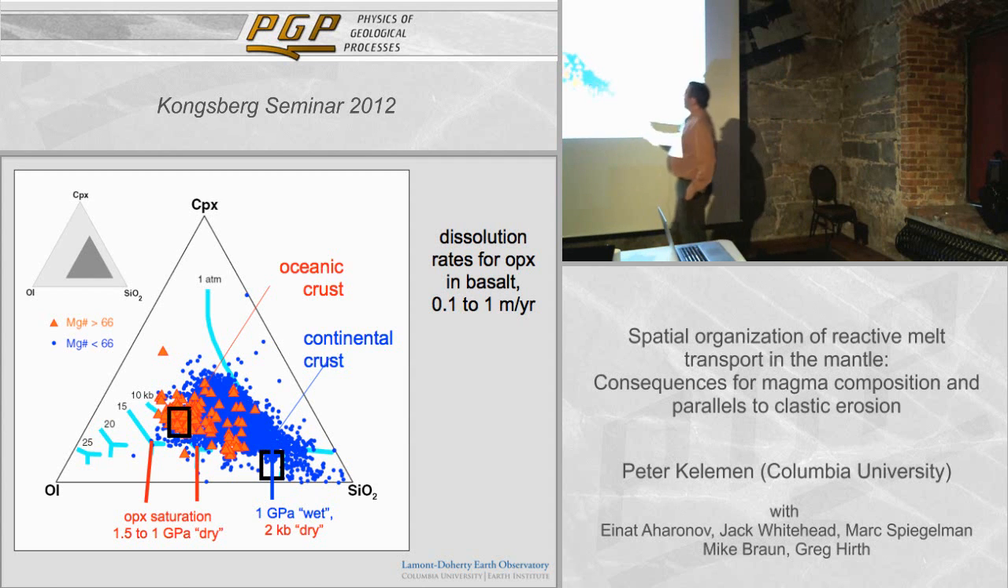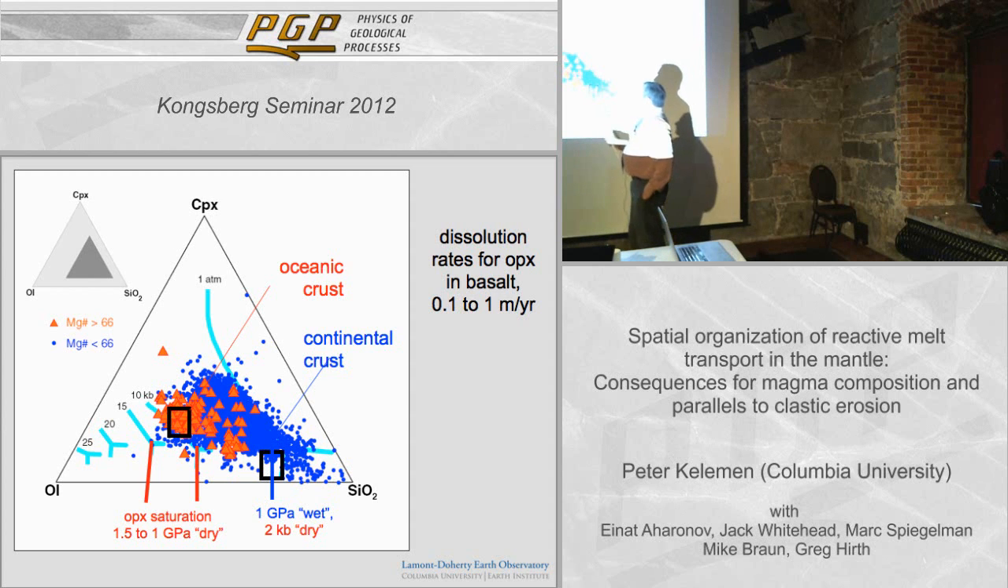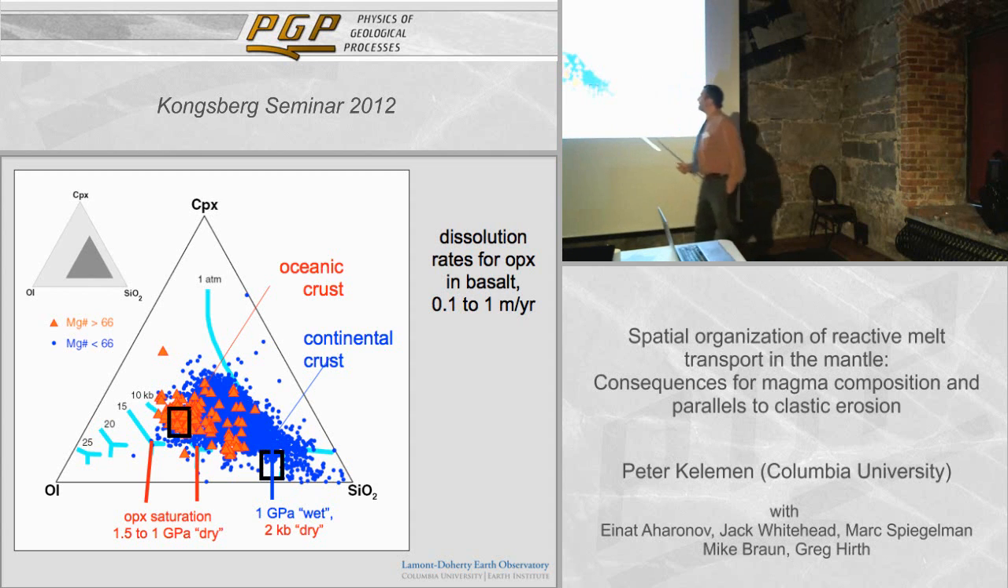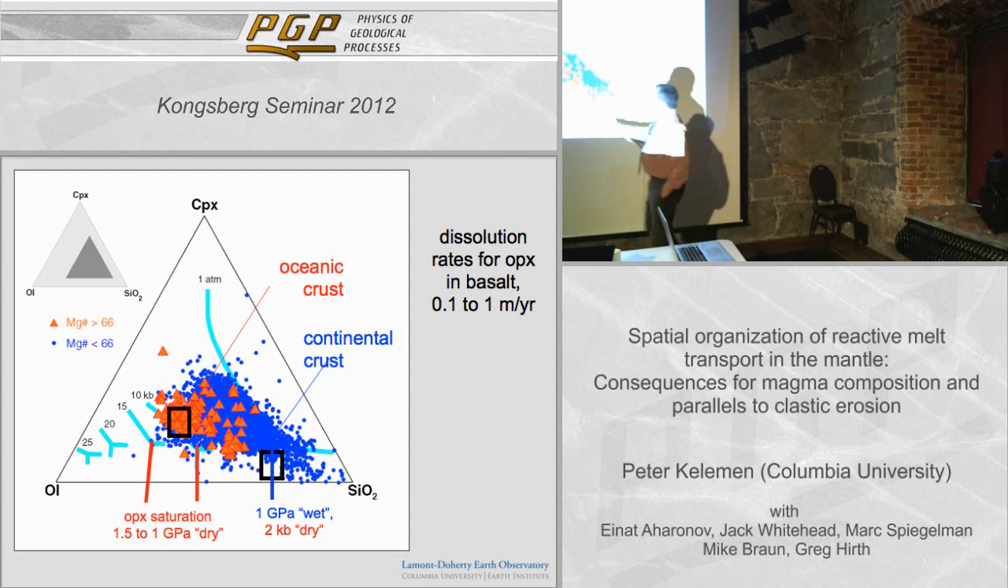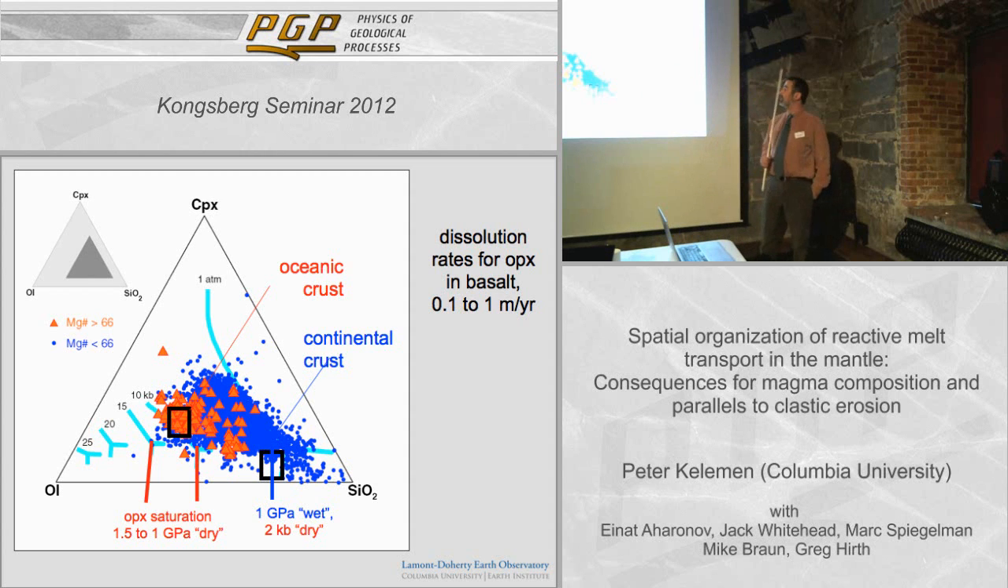These orange triangles are primitive mid-ocean ridge basalts, and so we can infer that the oceanic crust probably has composition sitting somewhere here. And these are lines of olivine-orthopyroxene co-saturation in melts. And so we can see that, again, these things record a mantle melt equilibration pressure of somewhere in the neighborhood of 1.5, 1 GPa.